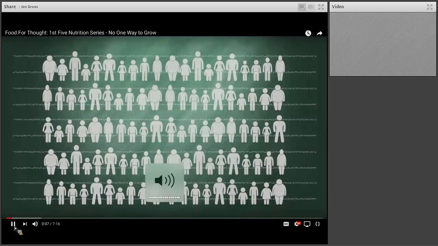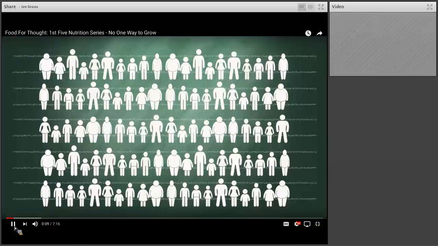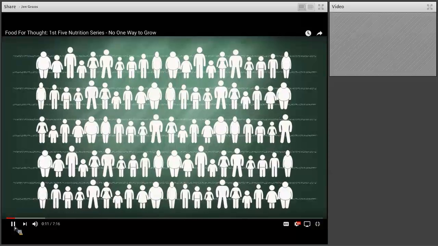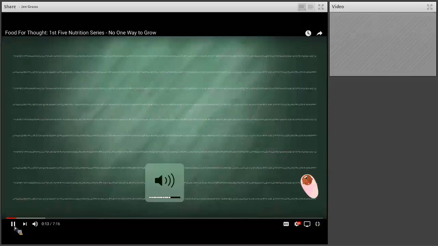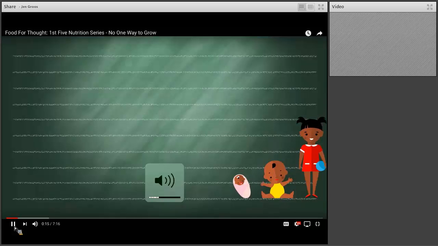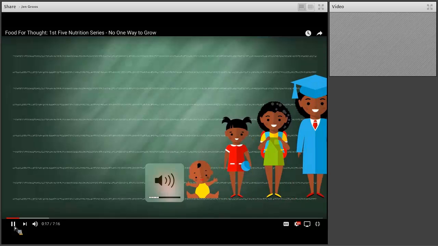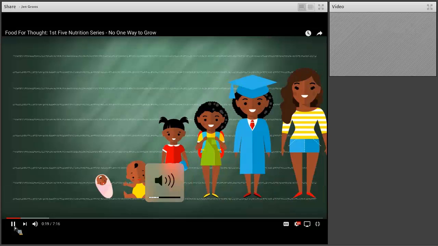There are many different body types, and nobody is the same for a child. Healthcare providers... This video explains what those growth charts are and how they are used.